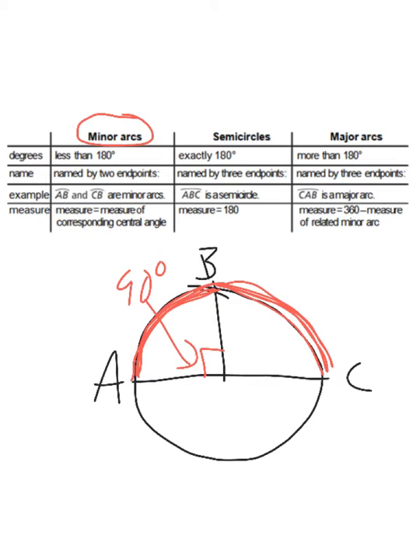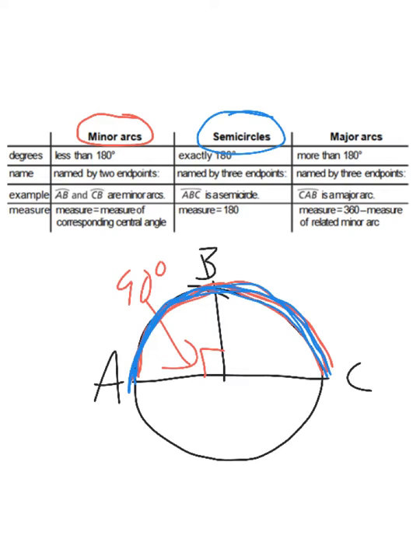The next arc we're going to be talking about is a semicircle. Now a semicircle is exactly 180 degrees, so it's half of a circle. And to do that, we need to name it by using three endpoints. So for an example, we could have ABC as a semicircle, and the measure of a semicircle is always 180 degrees. So this would be an example of a semicircle, this ABC.